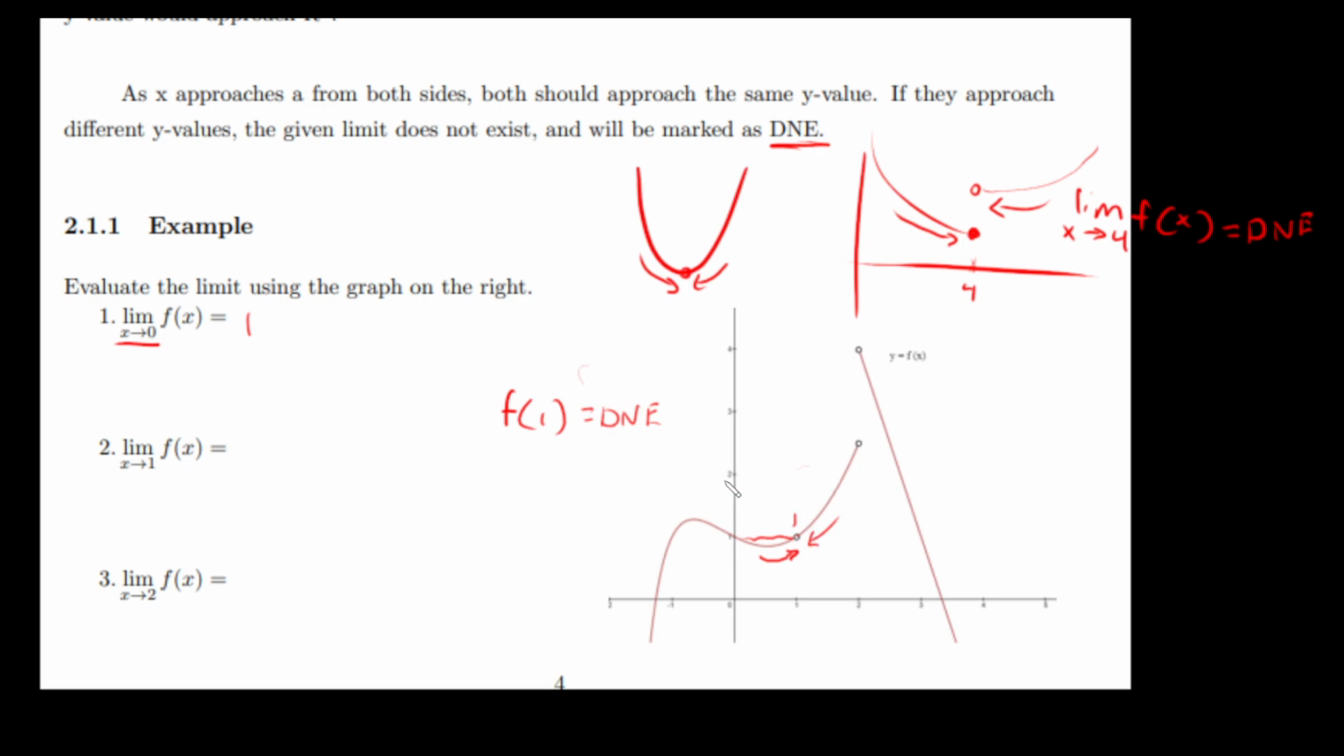Next, as x approaches 2, from the left side it approaches 2.5, and from the right side it approaches 4. It approaches different values, right? What do we say? That does not exist. That's fairly easy. These are the primary concepts of limits, so that should be pretty good for this video.